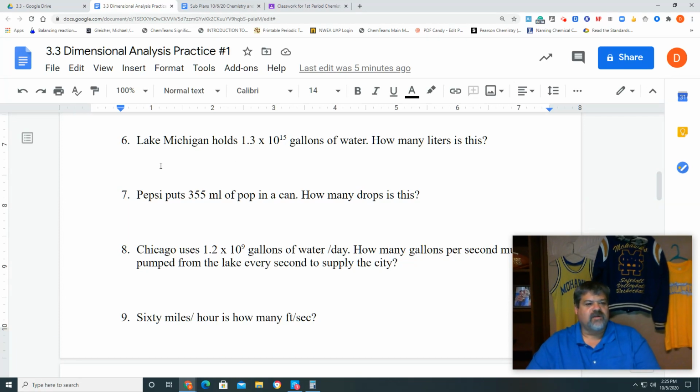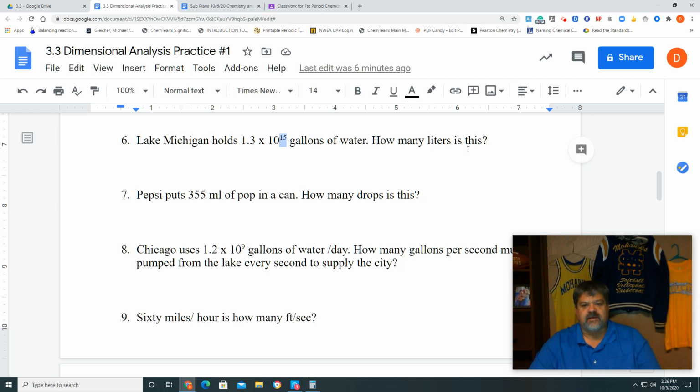Okay. We're also going to go over question number 6. It seems like every time we work on these practice problems, I have a question with number 6, and a lot of it's just because of the scientific notation that is right there. So the question reads, Lake Michigan holds 1.3 times 10 to the 15 gallons of water.